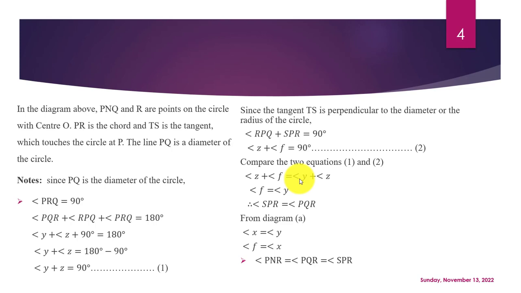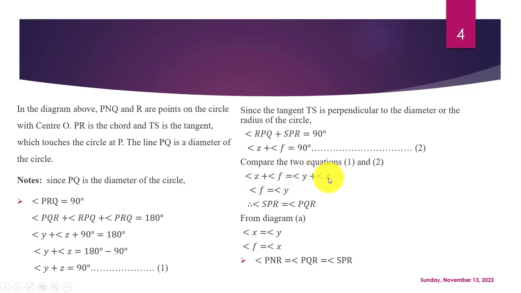Now, we can see that angle Z appears twice, one on the left and one on the right. So we can group like terms, and by grouping the like terms, we get angle F is equal to angle Y. How did we get angle F is equal to angle Y? Because we subtracted angle Z from both sides, or we grouped angle Z on one side.